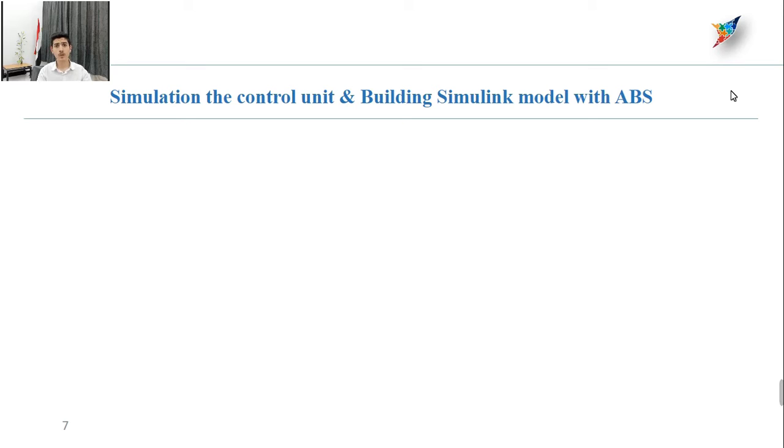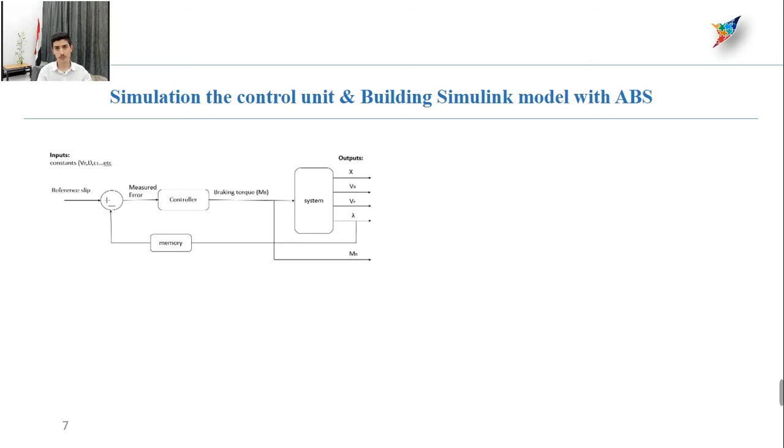Simulation the control unit and building simulating model with ABS. We designed a block diagram to make it easier to simulate the control unit. We used an integral controller to simulate the control unit. This figure represents the integral controller. This controller increases and decreases the output value in each integration process until the output stabilizes on the ideal value. This equation expresses the outputs of the controller.